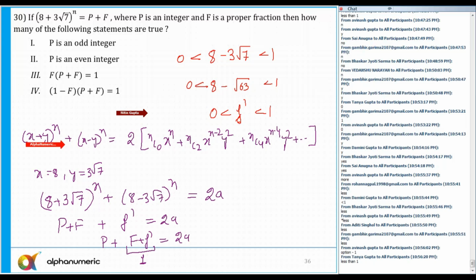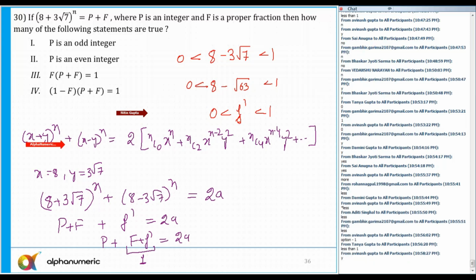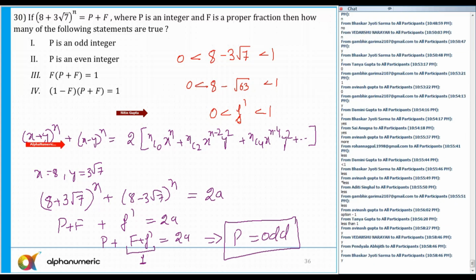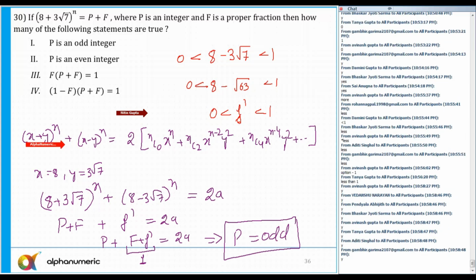Yes or no? Is that clear to all of you? Or do I need to write it down? F plus f dash will always lie in the range 0 to 2. Between 0 to 2, there is only one integer, so that is 1 here. Which means this implies p must be an odd number. Is that clear to all of you? Please respond yes or no, everyone. Tanya, Avinash, Jatin, Aditi, Madhur, Ankur.